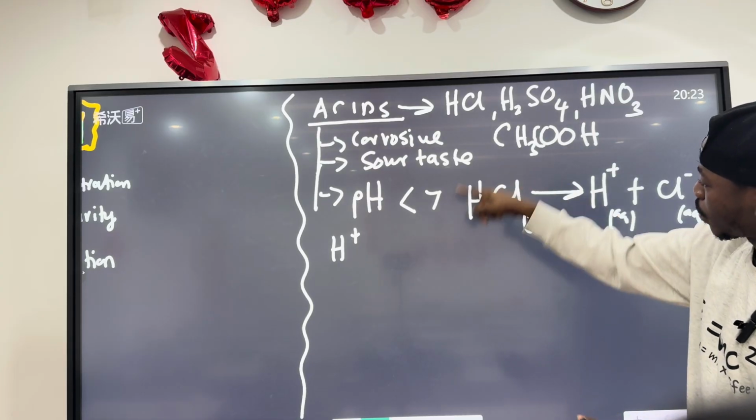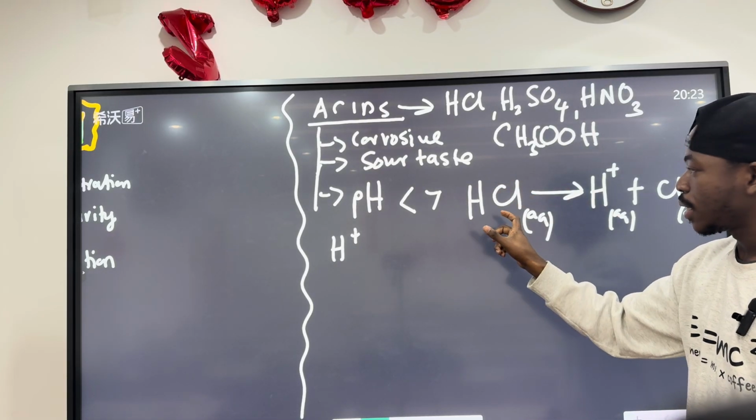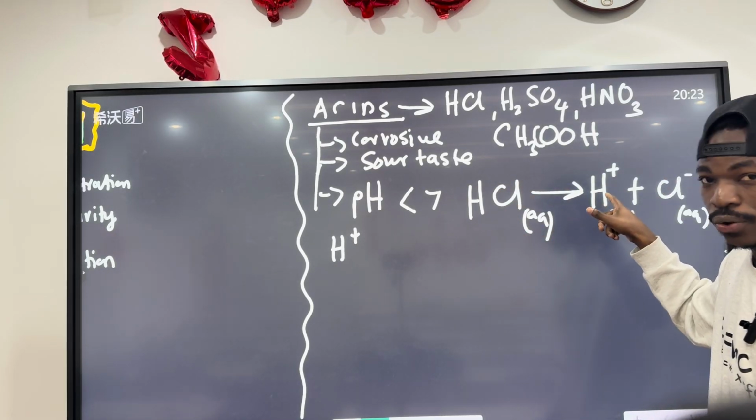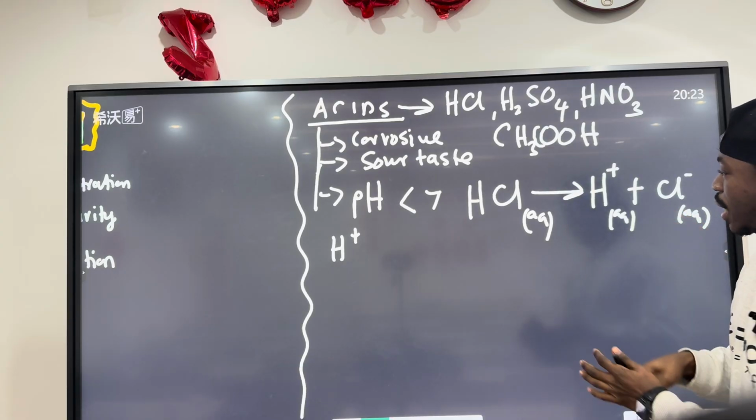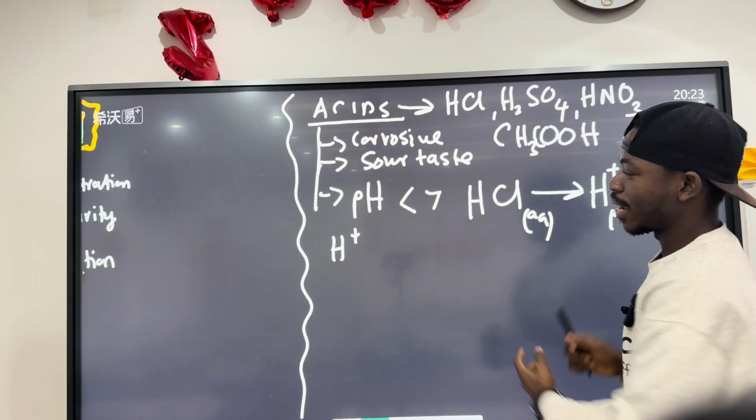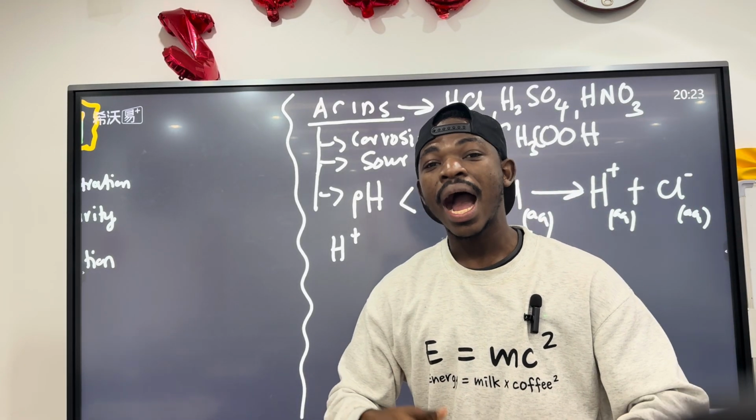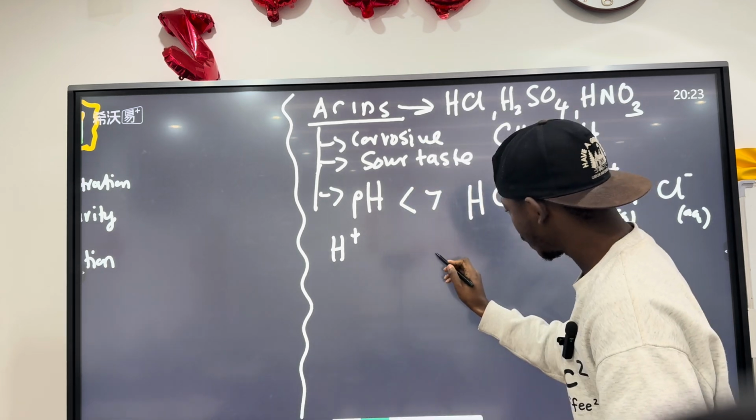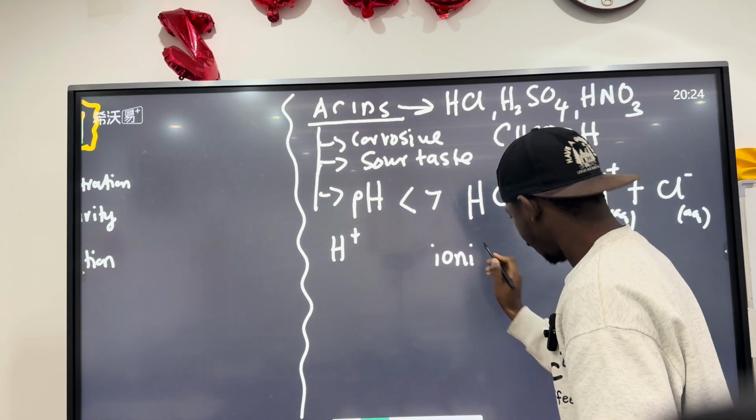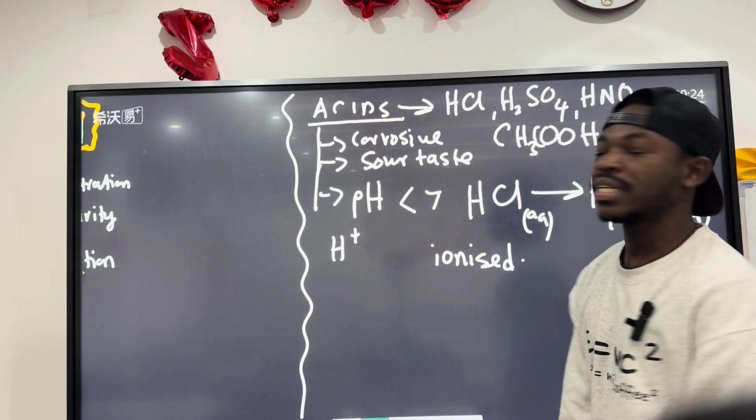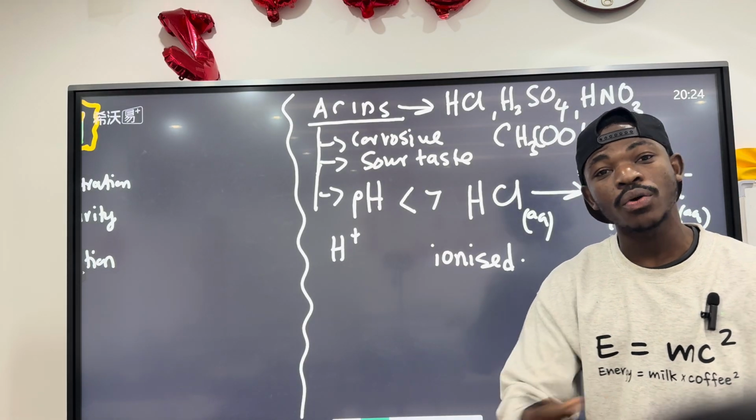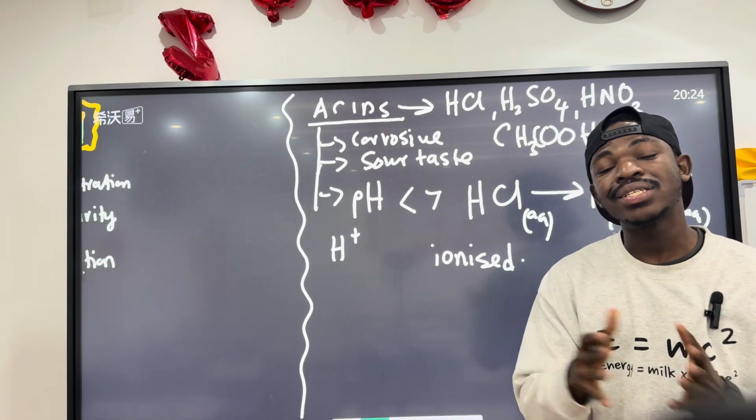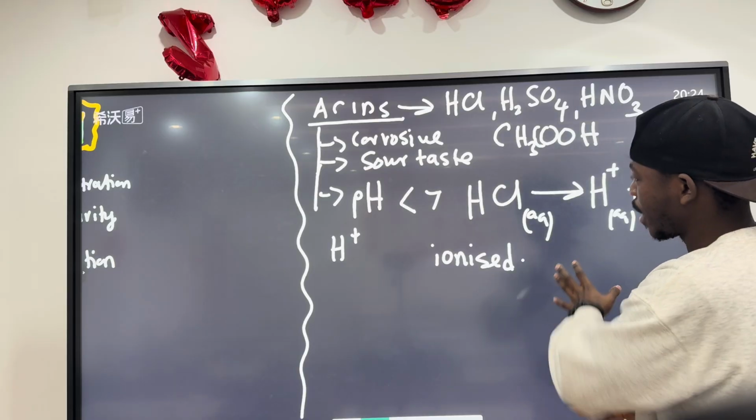Okay, so hydrochloric acid dissolves in water and produces hydrogen ions and chloride ions like that. Now, what we say here is that this acid has ionized. It has undergone ionization or dissociation. That is what has happened here.